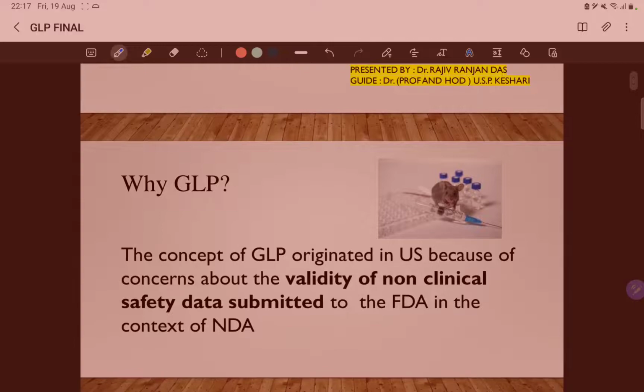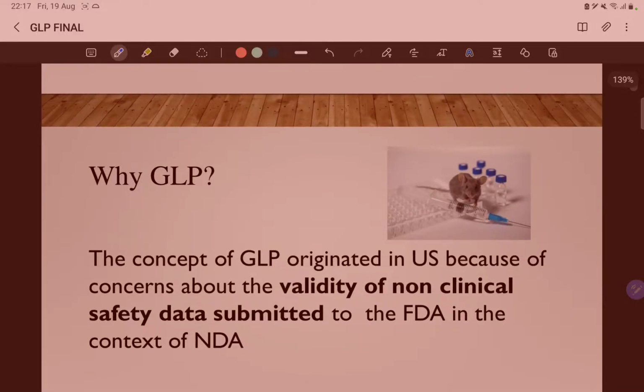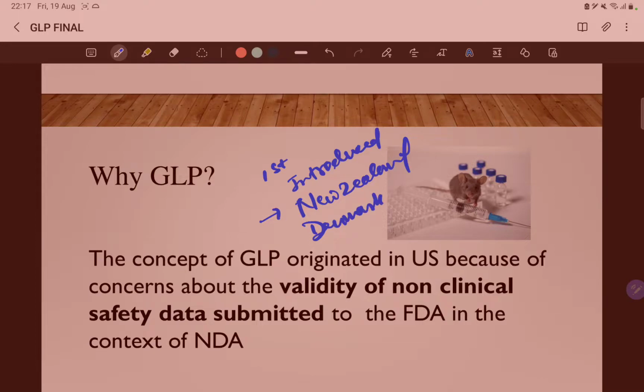So, why GLP? Why Good Laboratory Practice? The first concept was introduced in New Zealand and Denmark in 1972. Okay, and later in the US by FDA in 1978.